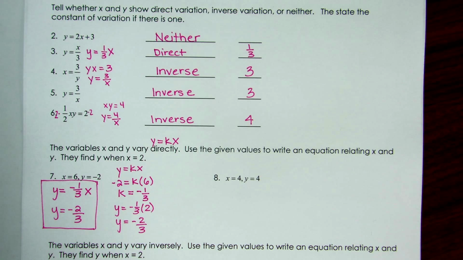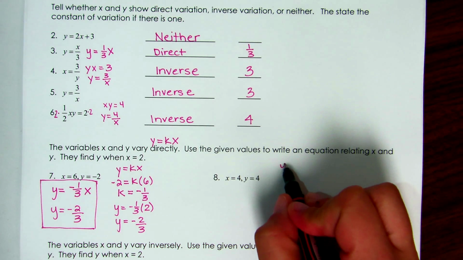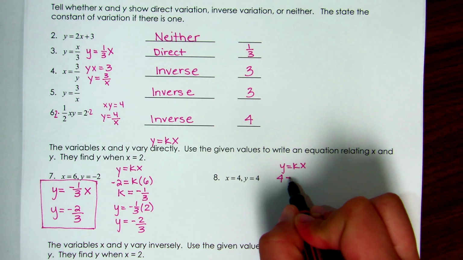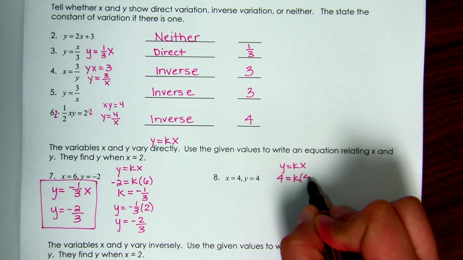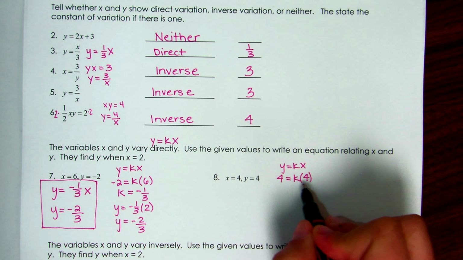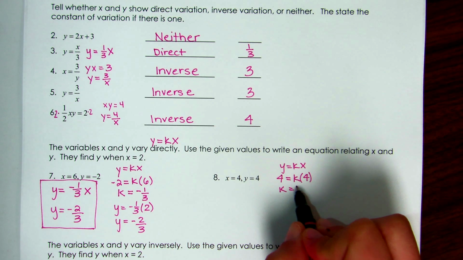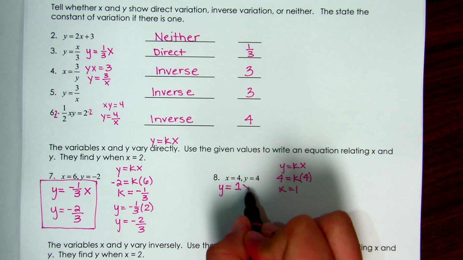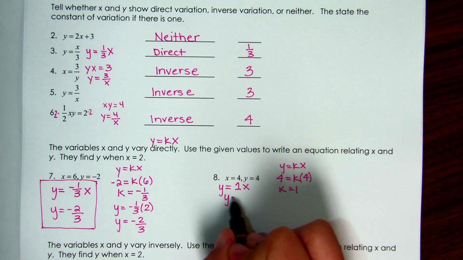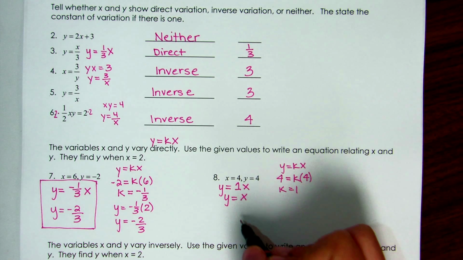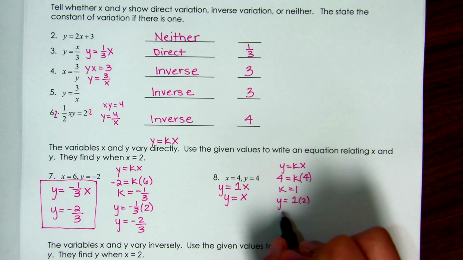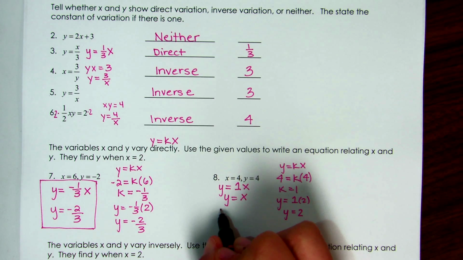for problem number 7. And problem number 8, we're doing the same thing. Y equals kx, plug in x and y. 4 equals k times x is 4. Divide both sides by 4 to get k alone. I get k equals 1. That makes my equation y equals 1x, or just y equals x. So I'm going to plug in 2. Y equals 1 times 2. So y equals 2.